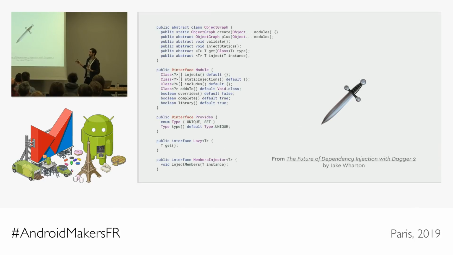This is Dagger 1's API. So it's not extremely simple, but it's not that bad at all, actually. Just a couple of interfaces, a couple of annotations, and one abstract class. And you wouldn't really need to be familiar with all of those in order to use Dagger 1.